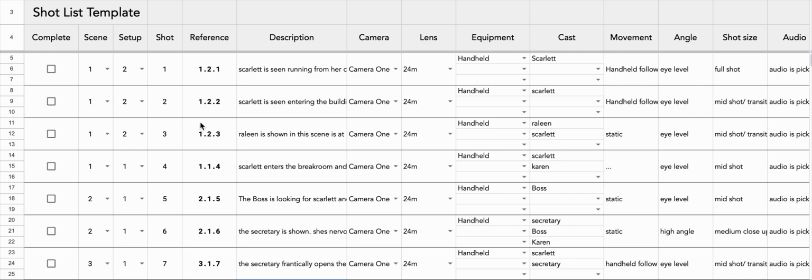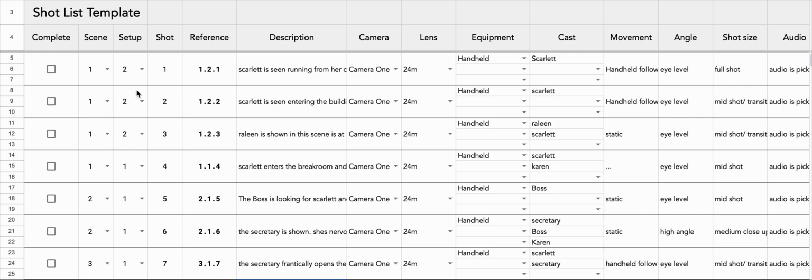So the way that it has it set up is we have the scene. So the scene, this is like in reference to your script. So for our script, a majority of the shots are in scene one, and then we have some other shots for scene two, and then our last shot for scene three can be seen right here.